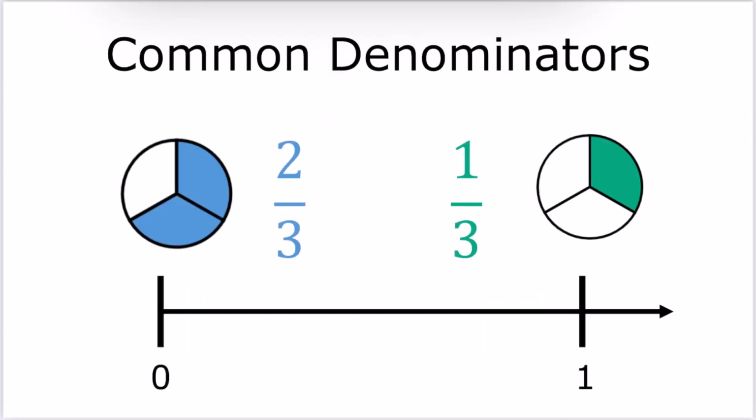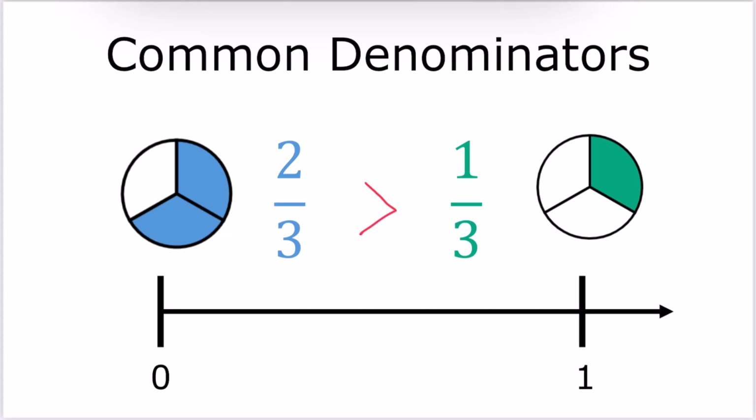So the first method is for fractions that have the same denominator. So for example, if we had 2/3 and 1/3, and we wanted to compare these two fractions, if you have common denominators, then you basically just look at the numerators and say, well, which one's bigger? So in this case, the 2 is bigger than 1, and so that would be the bigger fraction.